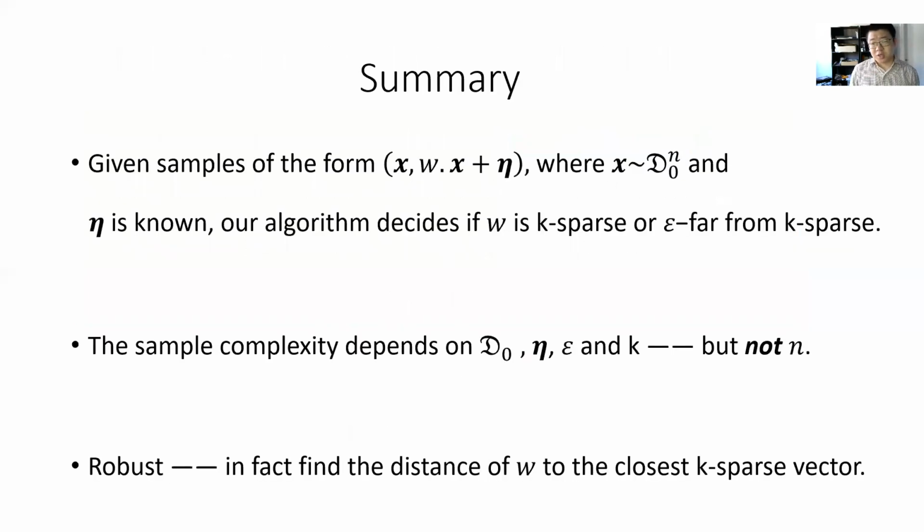Let me wrap up everything. Our algorithm decides if W is k-sparse or far away from k-sparse, given samples where X is generated from an IID product distribution, and the label is W dot X plus eta for a known distribution of eta. The sample complexity is a constant independent of the dimension. And our algorithm is very robust. It estimates the largest k entries in W and finds the distance of W to the closest k-sparse vectors. So that's all I want to say today. Thank you very much.